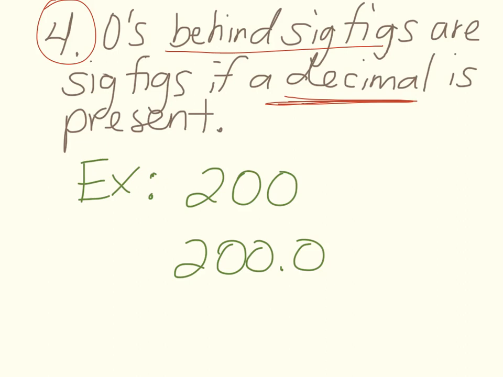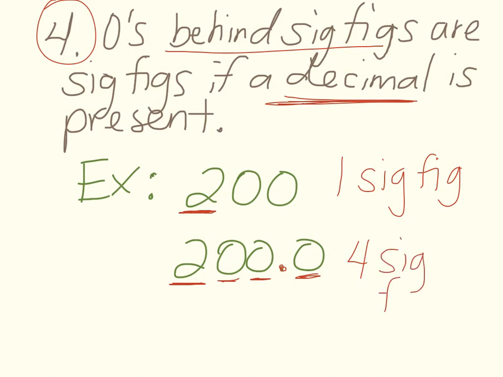So for example, we have two values here that both equal each other. They're both 200, but one has more significant figures than the other. If you look at the first example, the only significant figure in this whole number is the 2. The trailing zeros behind it do not count because there's not a decimal in that number. The next example, the 2 still counts because it's a non-zero number, but now I can count these zeros because there is a decimal right here in the number. So this one actually has 4 sig figs.